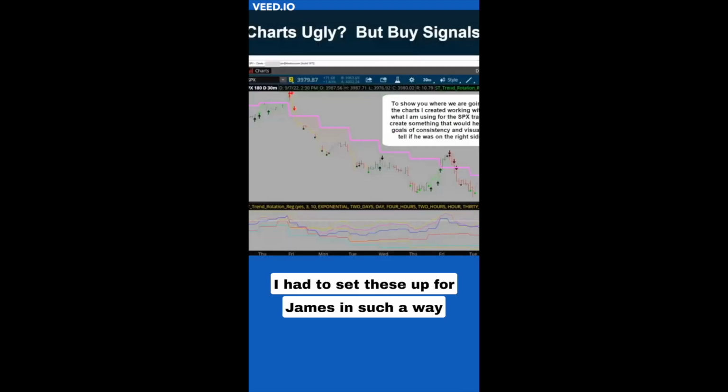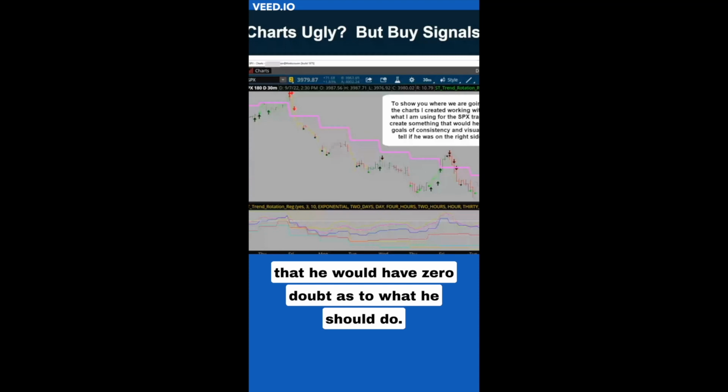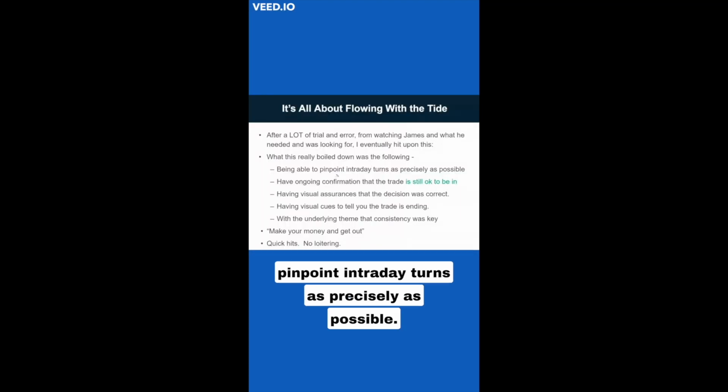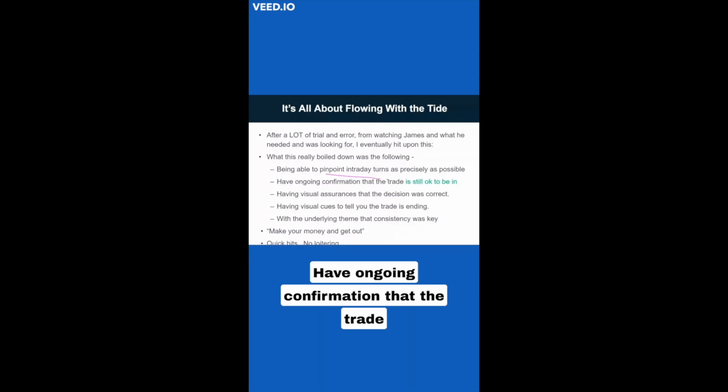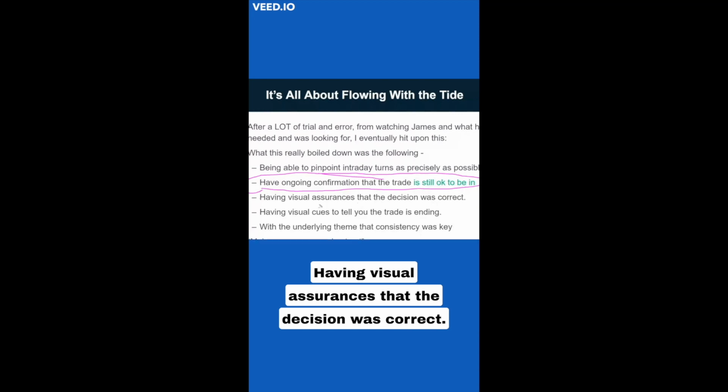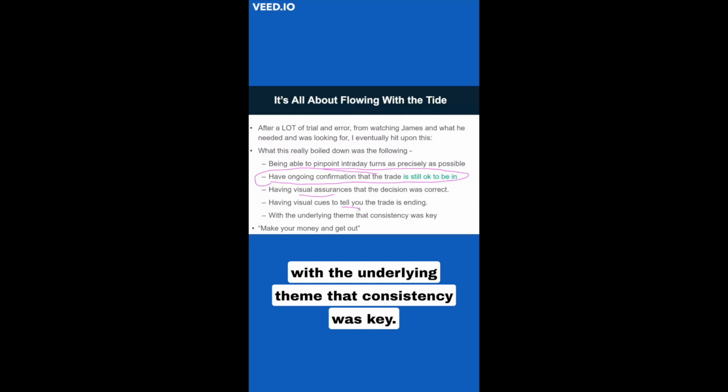I had to set these up for James in such a way that he would have zero doubt as to what he should do. This really boiled down to being able to pinpoint intraday turns as precisely as possible, have ongoing confirmation that the trade is still okay to be in, having visual assurances that the decision was correct, and having visual cues that the trade is ending, with the underlying theme that consistency was key.